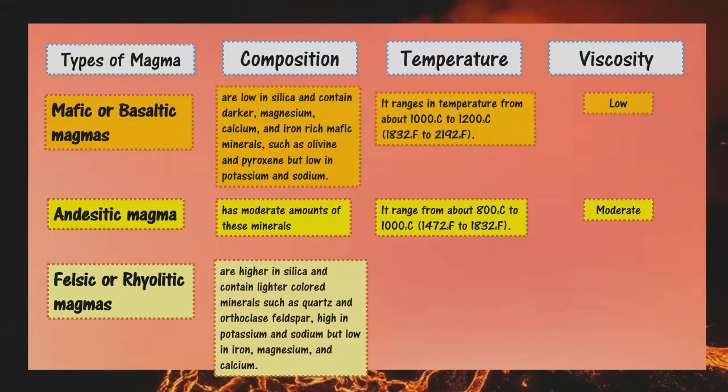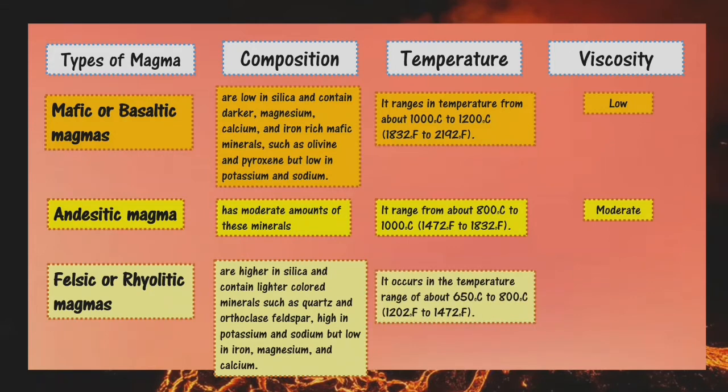And lastly, felsic or rhyolitic magmas. It has a higher amount of silica and contains lighter colored minerals such as quartz and orthoclase feldspar, high in potassium and sodium, but low in iron, magnesium, and calcium. In terms of temperature, it ranges from about 650 degrees Celsius to 800 degrees Celsius or 1,202 to 1,472 degrees Fahrenheit. In terms of viscosity, it has a high amount of viscosity.